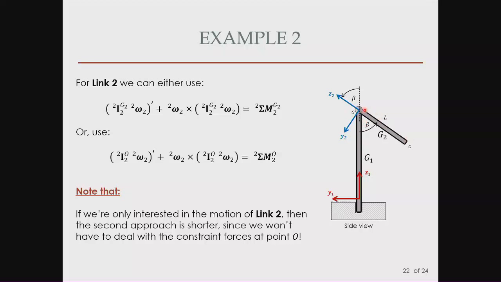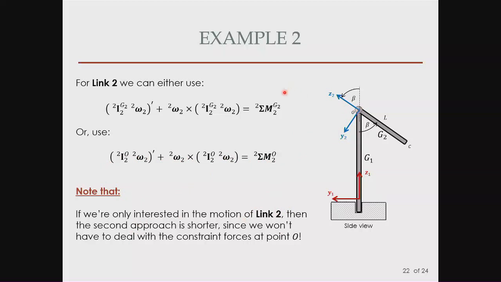So for this link, I am still capable of using either of these two formulas, all right? The first one is H dot equals the sum of moments about point G2, the center of mass, and this one is the Newton-Euler, the angular Newton-Euler about point O. Any questions? Now, I'll come back to the idea of why use the second one. Why not just use the first one always and forget about the second one?